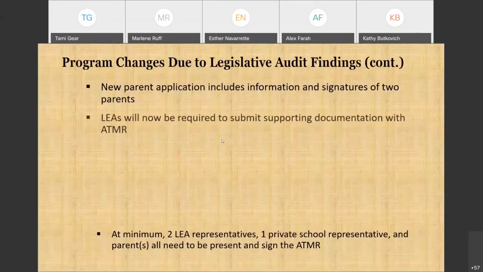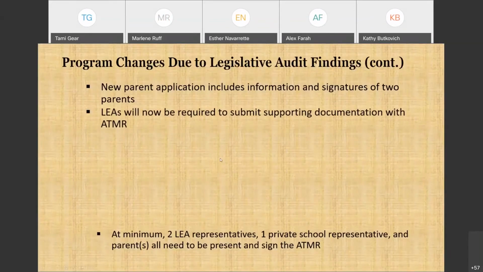LEAs will now be required to submit supporting documentation again with that ATMR so that we know that they do truly qualify and that the level is correct.